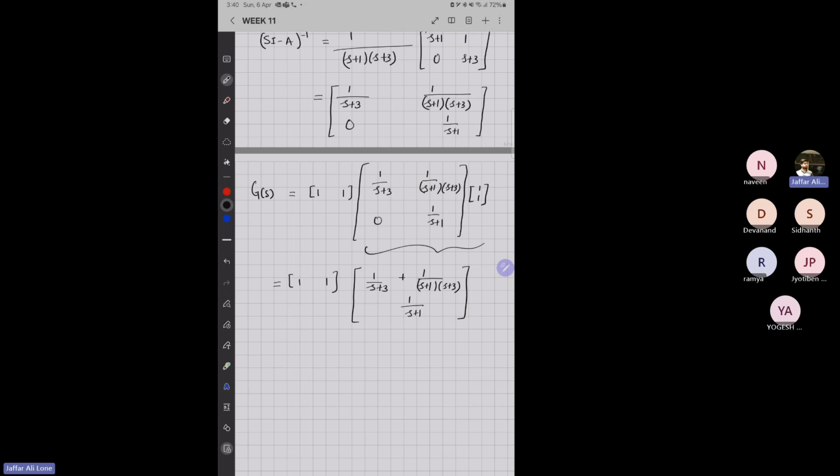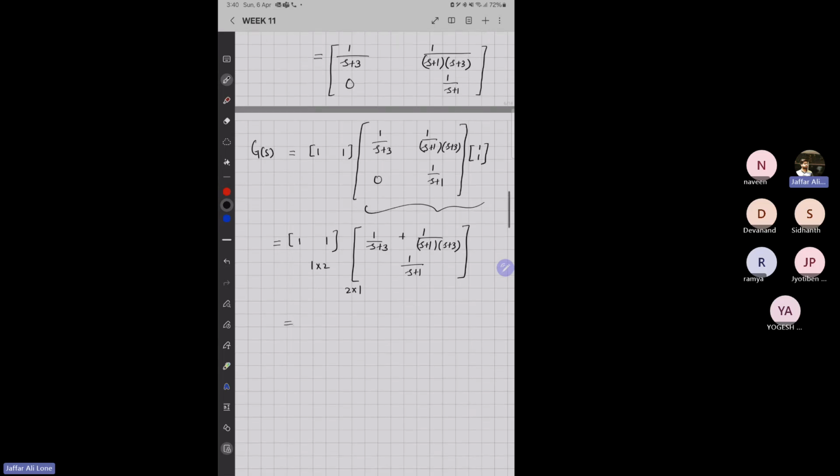Now just multiply it with 1 and 1. So my net transfer function will be 1 divided by S plus 3 plus 1 divided by S plus 1 into S plus 3 plus 1 divided by S plus 1. So anybody, please solve it and find the transfer function. What will be the net transfer function?